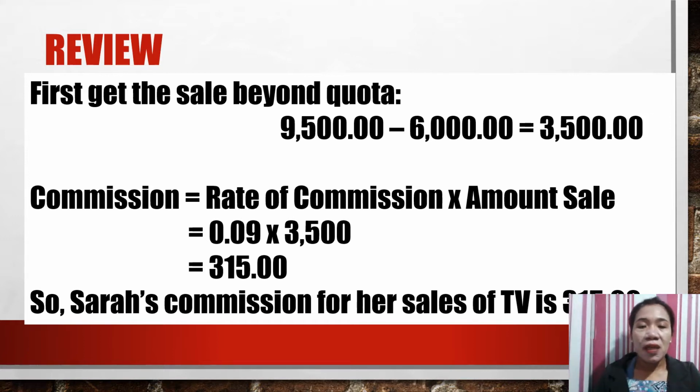So, if Sarah sells 9,500 pesos, the commission for that is 9,500 pesos minus 6,000, which is the quota, equals 3,500. And so, the commission is rate of commission times amount of sale. Thus, 9% is 0.09 in decimal times 3,500. Then, Sarah's commission for her sales of TV is 315 pesos.